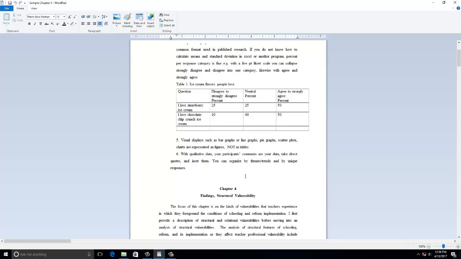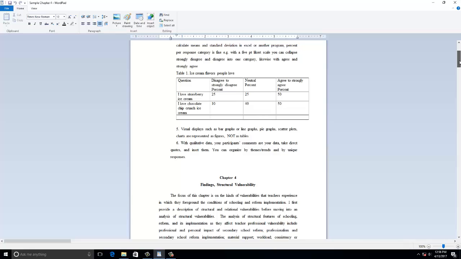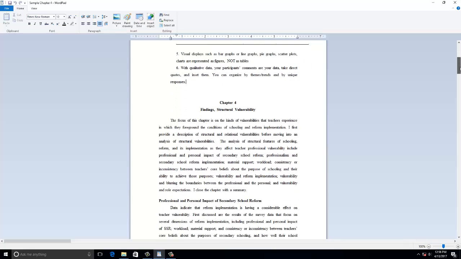What I'm about to use as the example is a part of a very small section from my dissertation. It was on teacher professional vulnerability in a context of secondary school reform. And what we see here is you have your level 1 heading right here for your Chapter 4, and this particular set of findings is focusing on what I termed structural vulnerability.